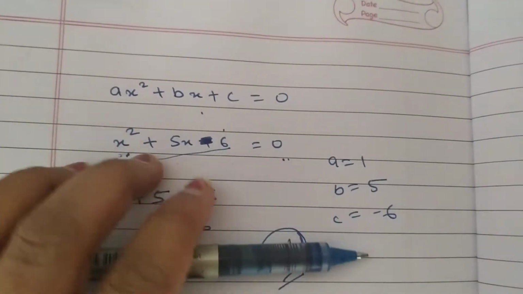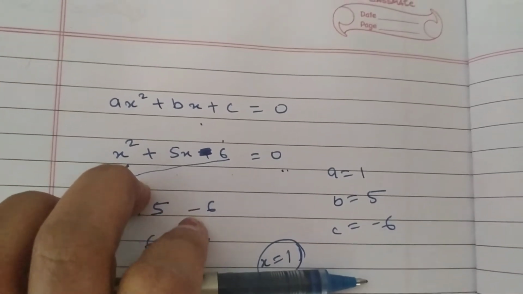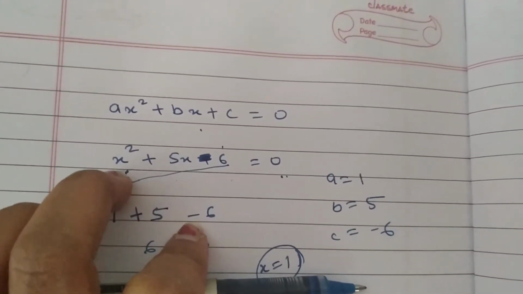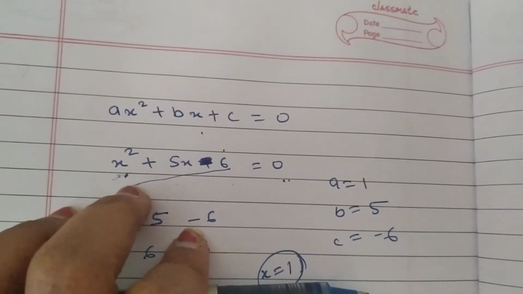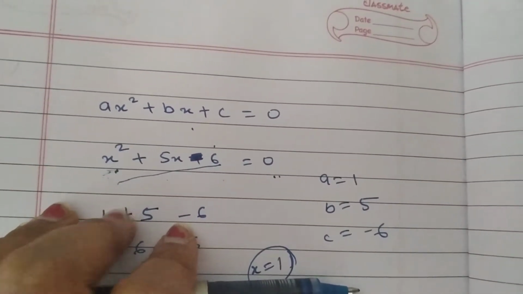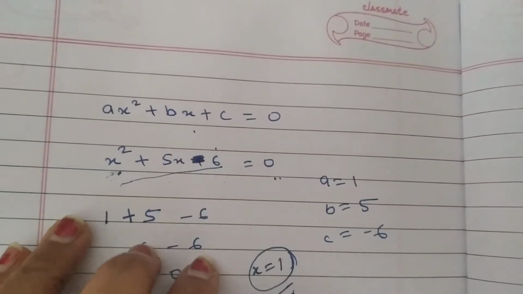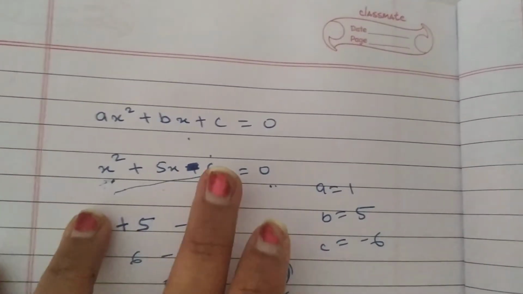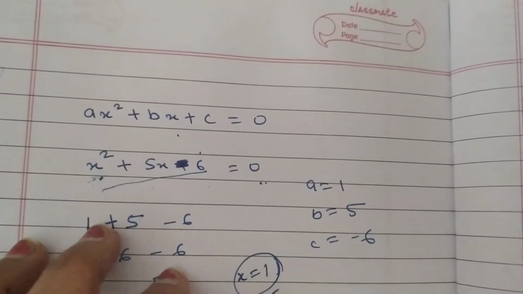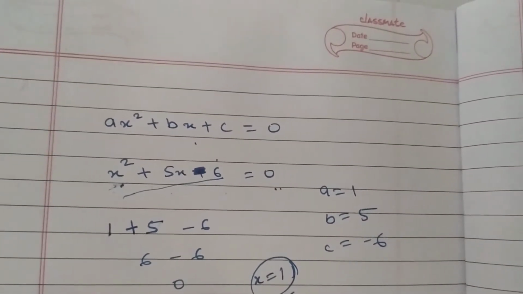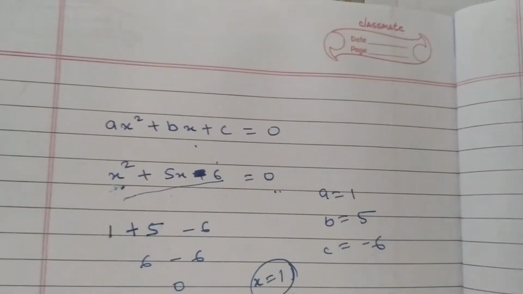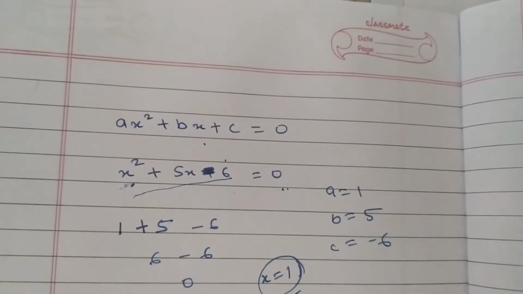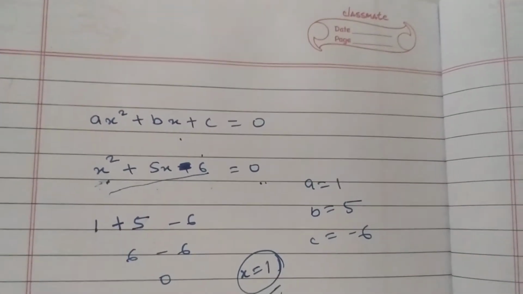Now in this equation, if we put x equals 1, because 1 is a real number, 1 square equals 1, so we put 1, plus 5 into 1 is 5, minus 6. 1 plus 5 minus 6, 6 minus 6 you get 0. That means 1 is a root of this quadratic equation. 1 is the solution of this quadratic equation.